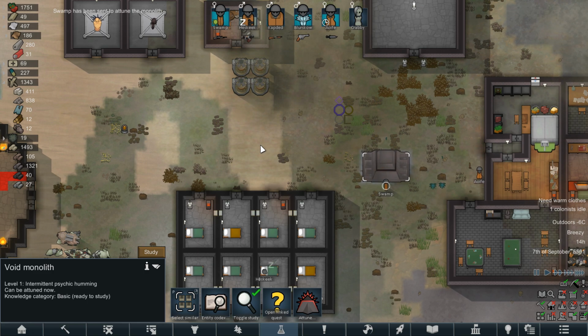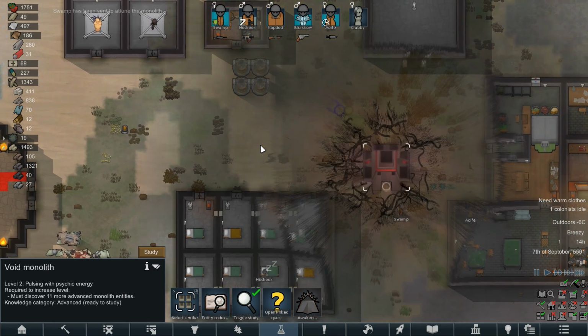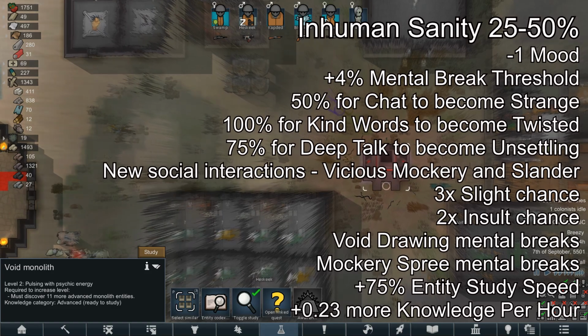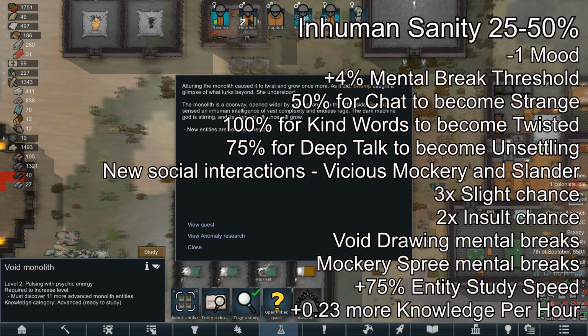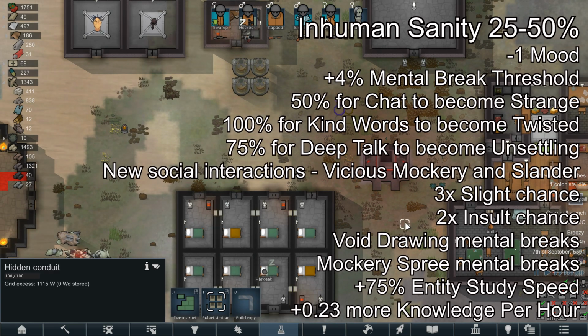If you can get them to reach 25 to 50%, some sane thoughts will start to return. Their mood is reduced by 1, mental break threshold increases by 4%, and they have similar effects to a sane colonist that was at the crumbling level, which was between 25 and 0% sanity. So they're going to gain those negative mental breaks and return to negative socialization, most likely pushing them back down to that 0 to 25% range. You really need to push to bring someone back from the inhuman abyss.